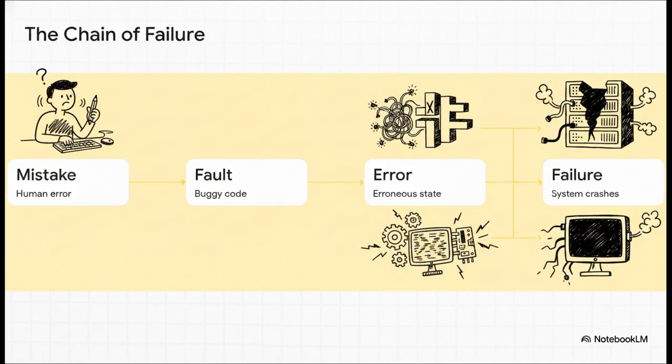Moving right along to Part 2, the chain of failure. Since we know just how heavily we rely on software, we have to understand microscopically how it actually breaks. To do this, we use a famous model by pioneer researcher Brian Randell. He gave us this incredibly precise 4-part sequence to deconstruct how failures happen. It goes like this: human mistake, leading to a system fault, which leads to a system error, and finally results in a system failure. Now, first-time students almost always mix these terms up, but in software engineering, they have very specific, distinct meanings. So let's walk through them step by step using a pretty relatable programming example.